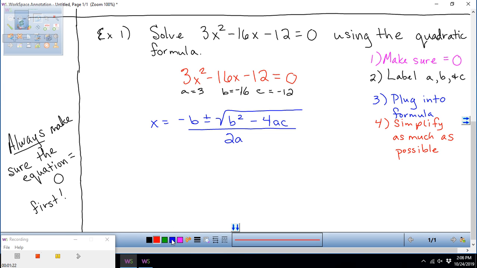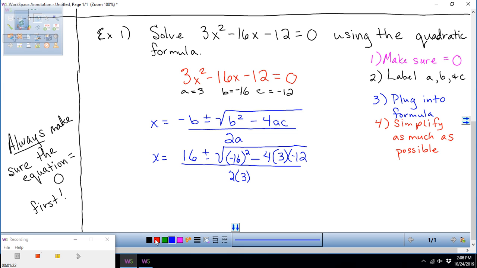First thing I'm going to do is plug in the opposite of b. So I go up to look at b. b is negative 16. The opposite of that is positive 16. Plus or minus square root, and then it says to take b and square it. So we're going to be squaring a negative 16. Remember, anytime you square a number, you're going to get a positive number as a result. So make sure if you're using a calculator, you put the negative 16 in parentheses before you square it. Minus 4 times a is 3, and then times c is negative 12. And then we're dividing all of that by 2 times a, which is 2 times 3.